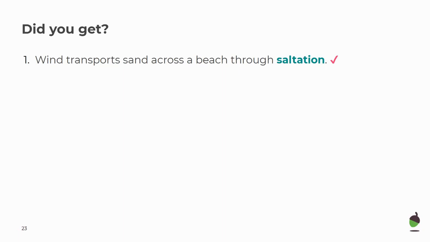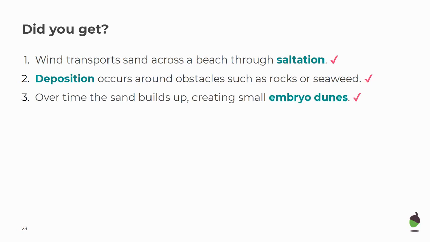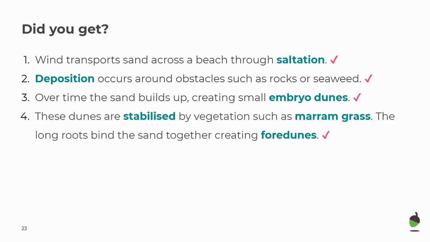Number 1. Wind transports sand across the beach through saltation. Saltation is the bouncing of particles. Deposition occurs around obstacles such as rocks or seaweed. Over time, the sand builds up, creating small embryo dunes. These dunes are stabilised by vegetation such as marram grass. The long roots bind the sand together, creating foredunes. More dunes form in front.